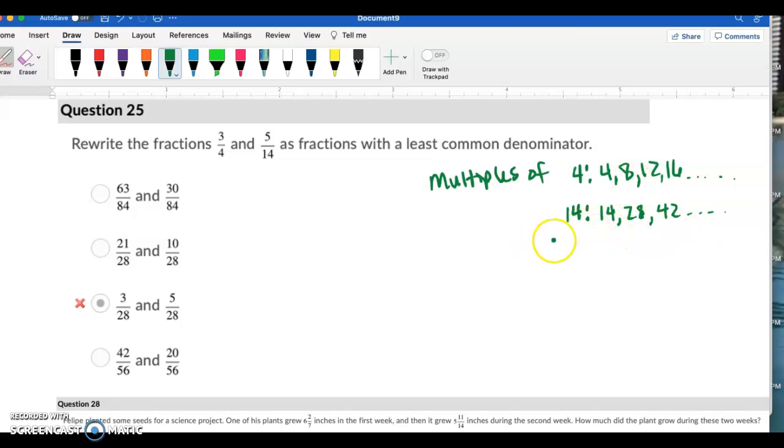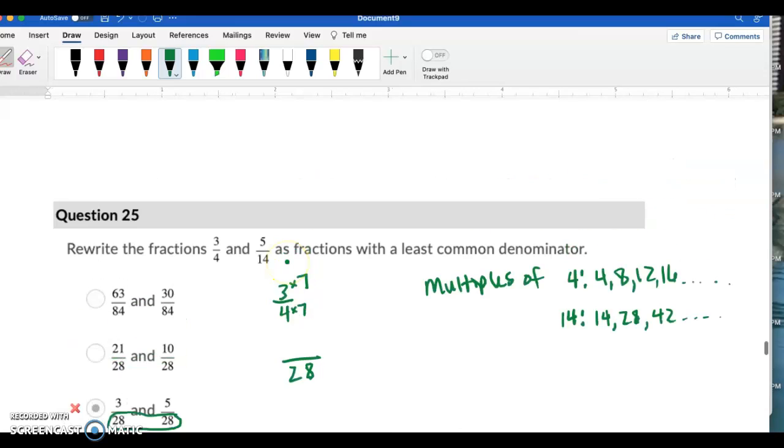So once you get them to be the same, which I think you may have here with the 28, that's correct. But remember, if you're going to change 3/4 to something over 28, you have to think of what did you do to the 4? Well, you multiplied it by 7, so you also have to do that to the numerator. Okay, so I'll let you finish 25.